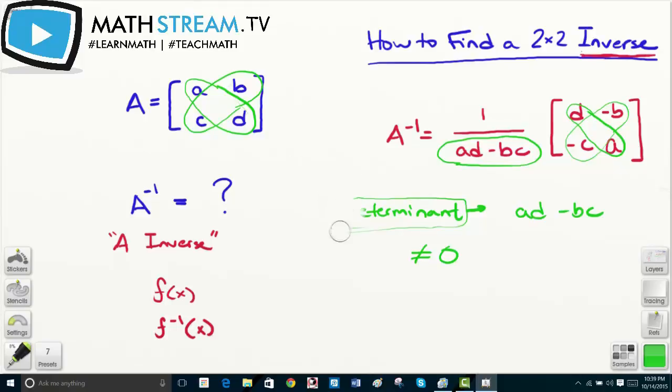Now let's actually look at this with an example. I'm just going to erase this. It doesn't erase very quickly. Sorry for the long erasing.